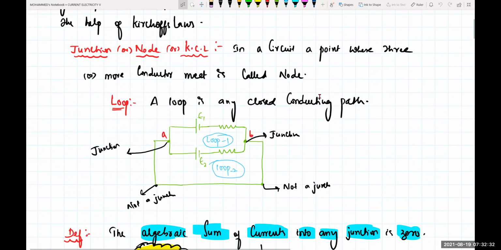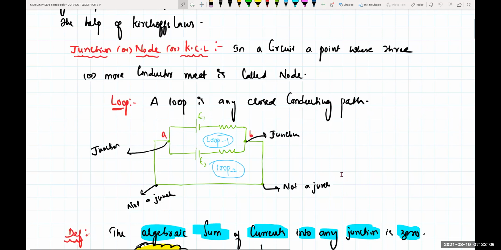Now see, down one, if I'm taking this point and this point, there is only one path between them. There is no other resistor, so they are not the junctions. Is it clear for everyone? I hope everyone is clear what we mean by junction or node. In a circuit, a point where 3 or more conductors are meeting is called a node, and a loop is nothing but a closed conducting path. Is that clear? Yes, sir. In this one, how many loops are there, beta? See, between this one, this is totally one closed loop, beta, isn't it?